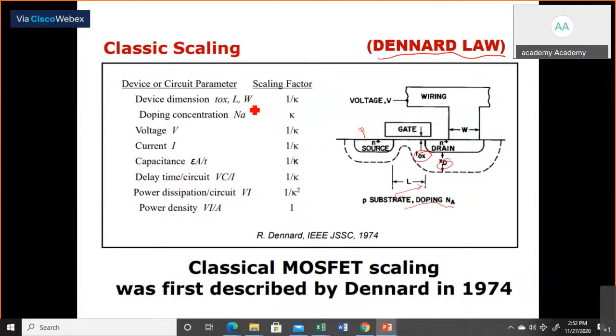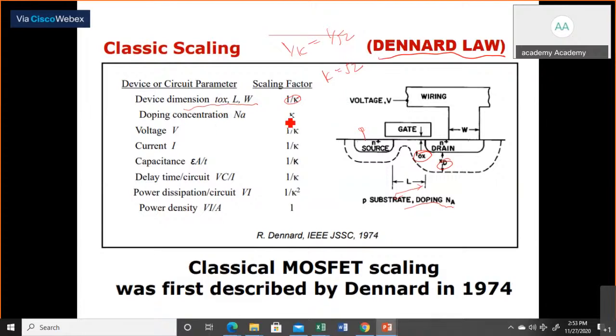If you see what parameters are going to scale when you talk about the scaling technique, these are the device dimensions. Device dimensions include length, width, and oxide thickness. If we consider some scaling factor, let's say we have gone to 1 by k, that should be equal to 1 by root 2. That means this k is approximately root 2 over the period of time when we talk about scaling.